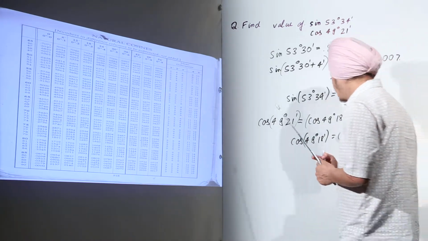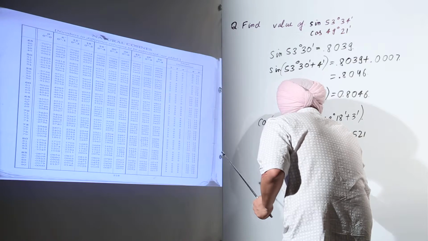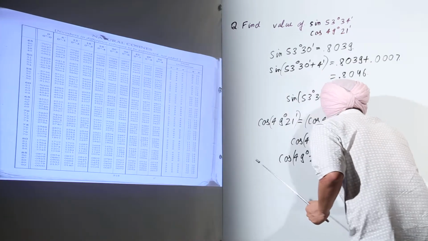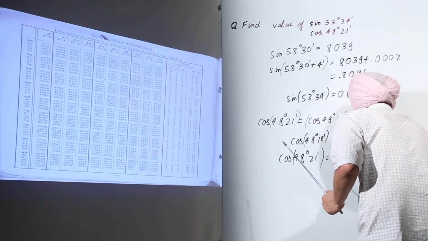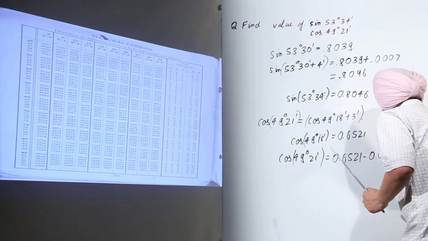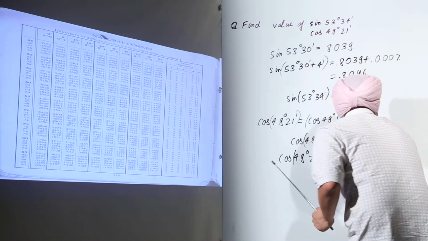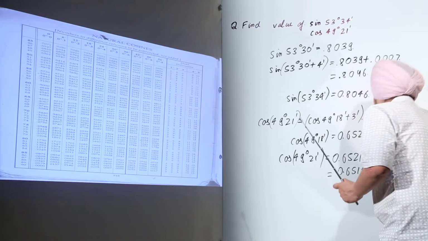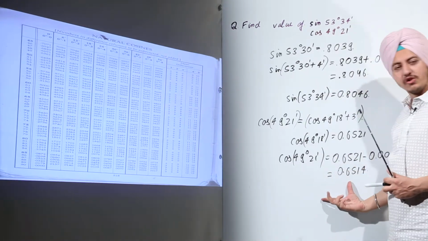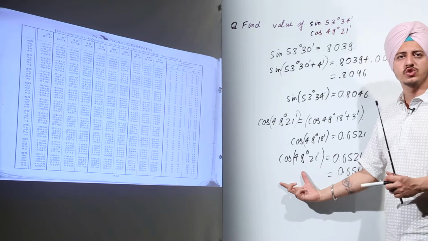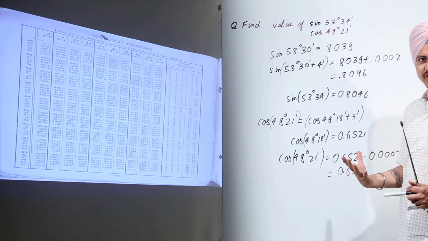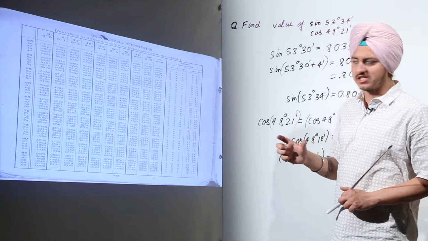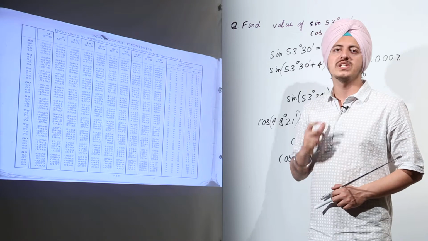Okay. So cos 49 degrees 21 minutes is equal to 0.6521 minus 0.0007. The result is going to be 0.6514, which is the value for cos of 49 degrees 21 minutes. So what is the difference between finding the value for cos and sine? In sine we add the mean difference section, and in cos we subtract it.